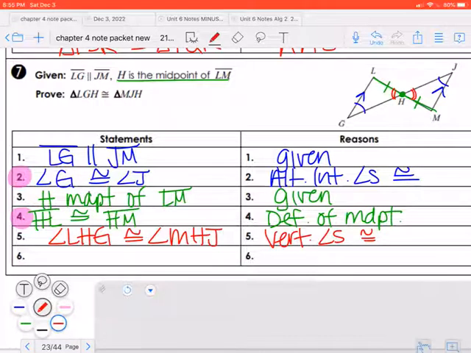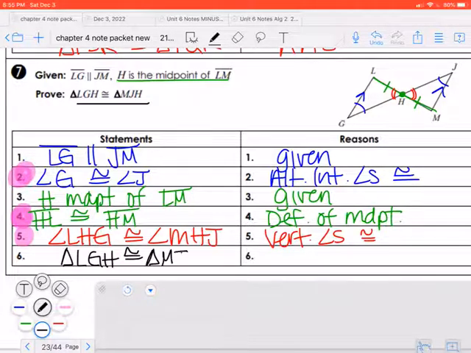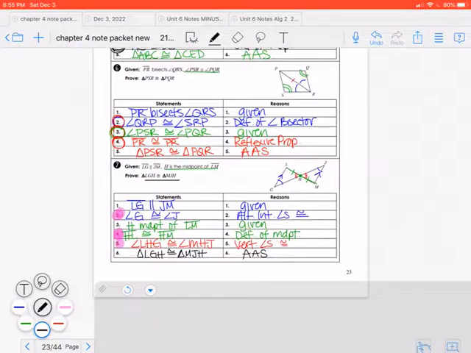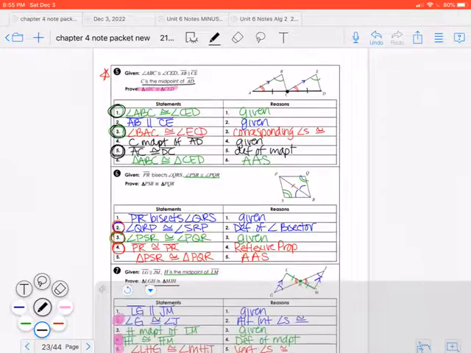All right, we have it. We have angle, side, and now another angle. So we can say our proof now. Triangle LGH is congruent to triangle MJH by angle, angle, side. There we go. That is it for 4.4.